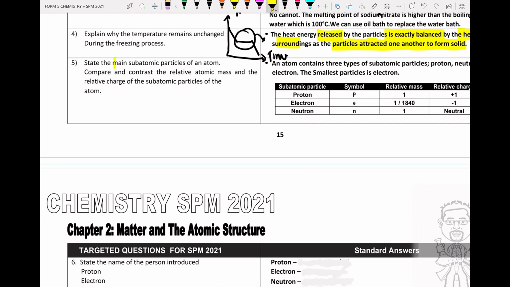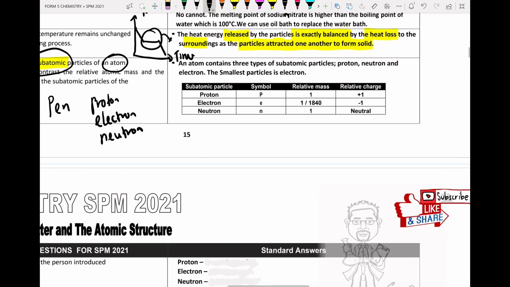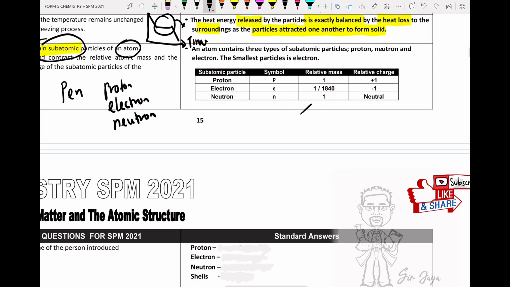All right, so we go for the three main subatomic particles. What are the main subatomic particles present in the atom? PEN. P stands for proton, E stands for electron, and N stands for neutron. So the answer is given here. Please study and please remember.